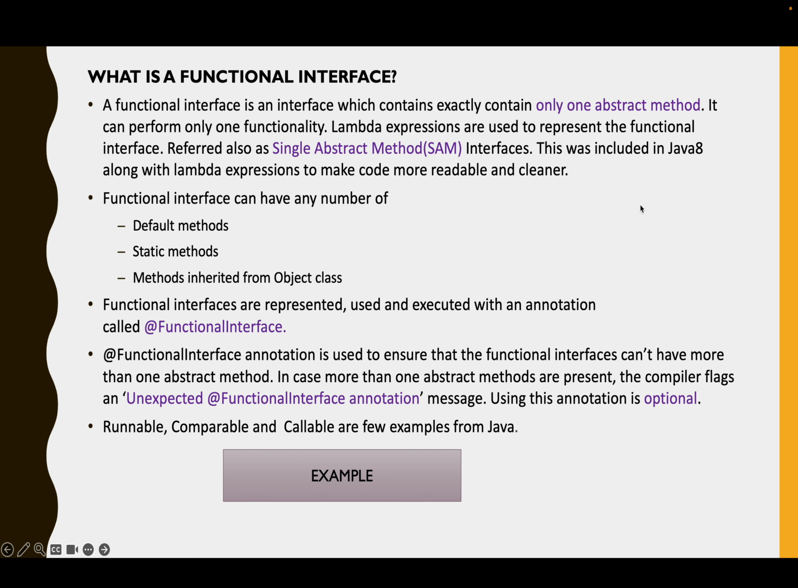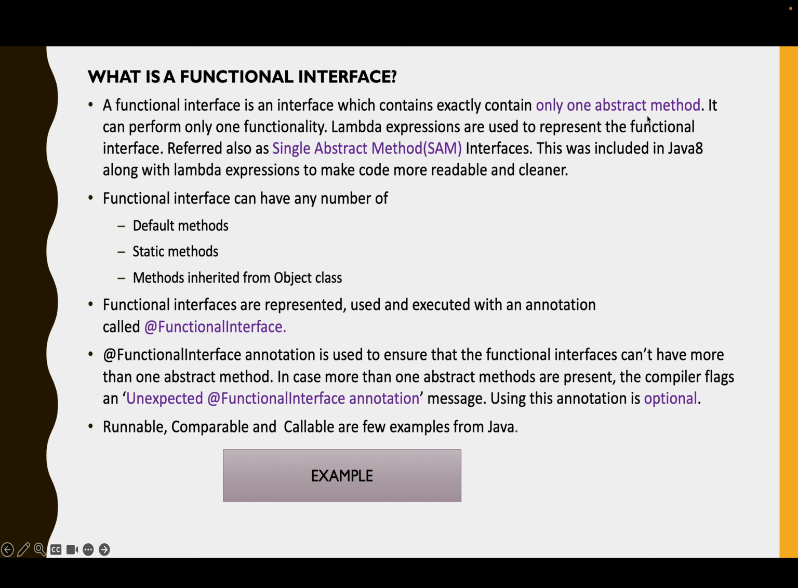This will perform only one functionality, and lambda expressions introduced in Java 8 are used to represent this functional interface. These functional interfaces are also called single abstract method interfaces. We will discuss more about lambda expressions in our next video. Will my functional interface have only one abstract method?